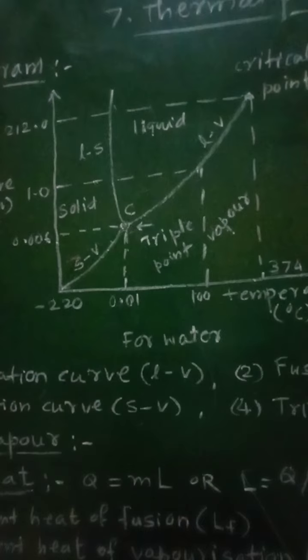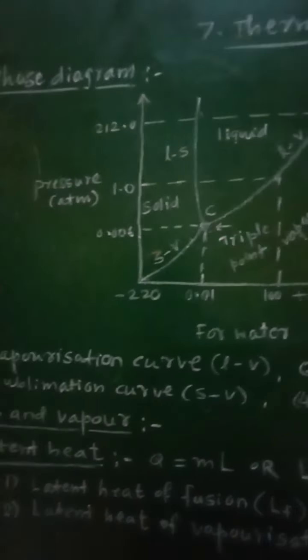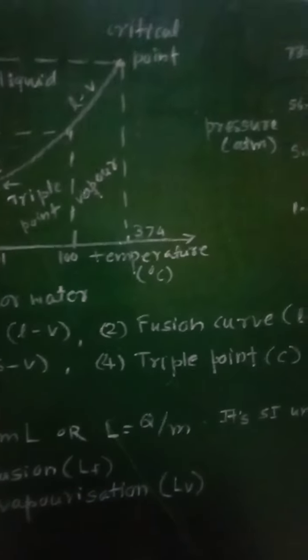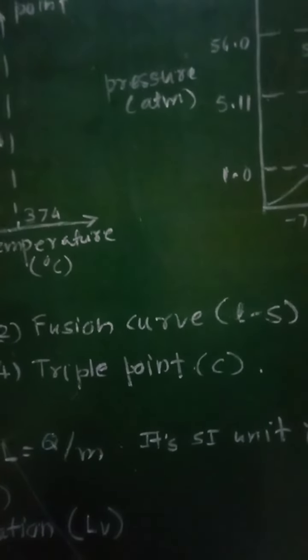If you consider the first curve, the vaporization curve, that is the LV curve, then the curve represents those points where liquid and vapor phases are in equilibrium, and it is the graph of boiling point versus pressure.